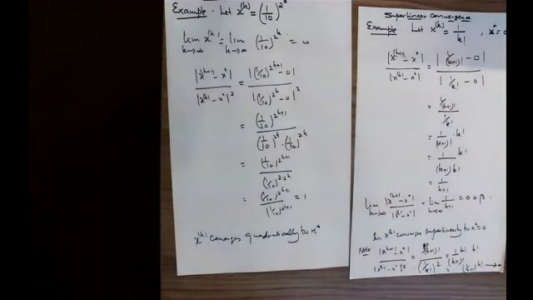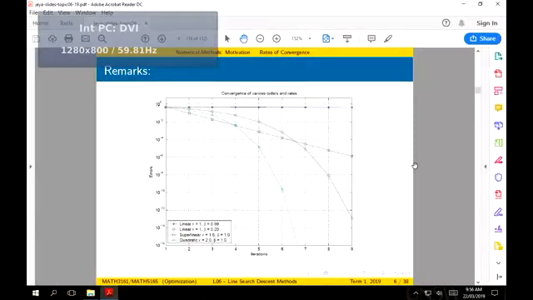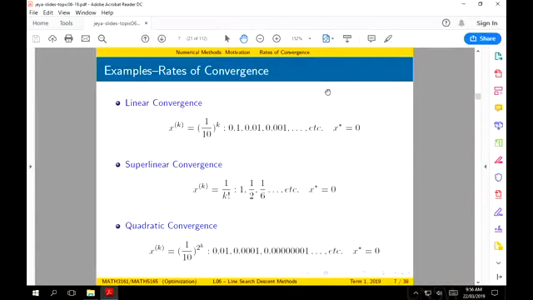We can have a break for a minute, and then we look at iterative methods. You can see how fast the numbers decrease to 0 from those numbers there.